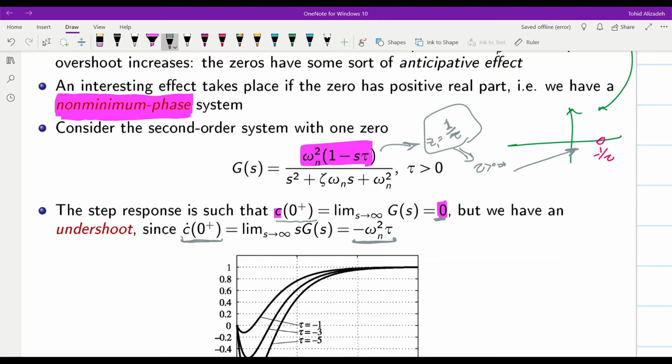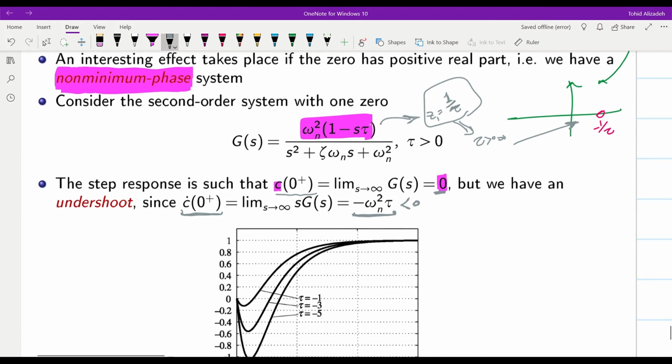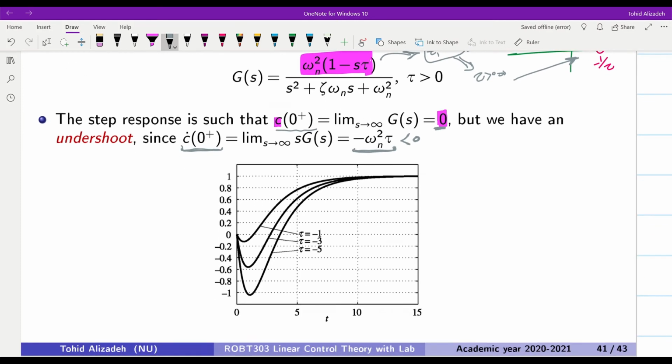For positive values of tau, this will be a negative value. And since the time derivative at 0 plus is negative, the value of the output will decrease, and then there will be something that we call undershoot. So initially it will go down, depending on the value of tau, and then eventually it will come up, and the final value will be the same as the case without an additional 0.